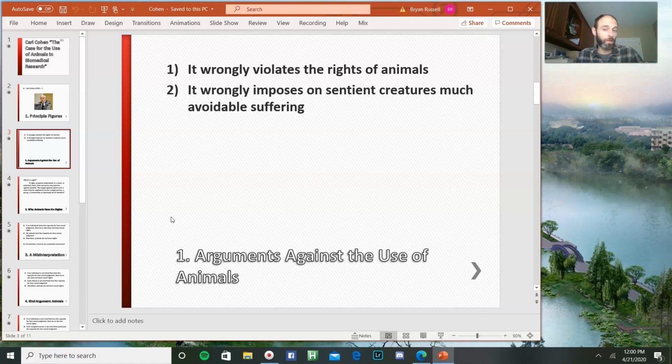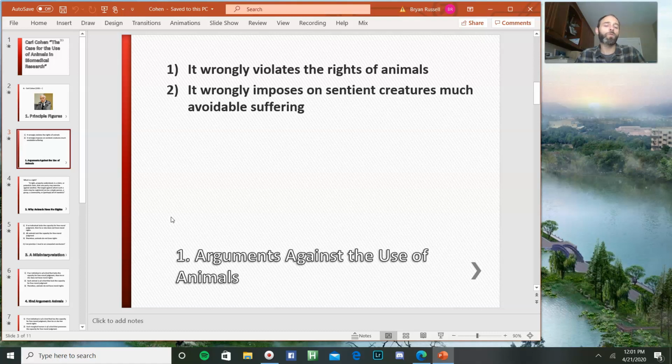So in broad strokes, he's going to be objecting to Regan's rights theory. Recall that Regan's theory was a deontological theory, but it differed from Kant's deontology in that it said the criteria for a being to have rights was just that they have low-level mental capacities like sentience, memory, and things like that. So he's going to object to Regan's rights theory.